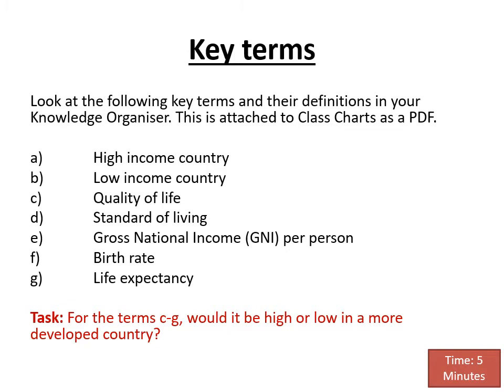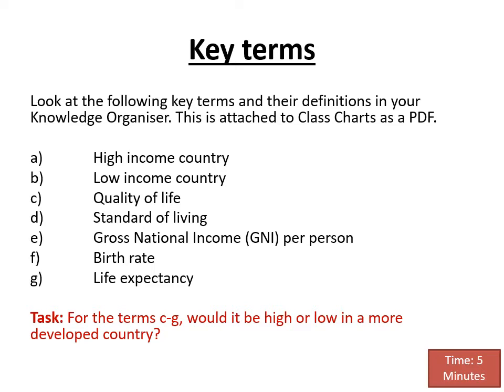Quality of life is about more than standard of living. Standard of living is just about money and wealth, whereas quality of life is about other things like health care, like education. But all of those things cost money, so standard of living is also important. Gross national income per person. This is a measure of the economy, how much money the country as a whole is making.